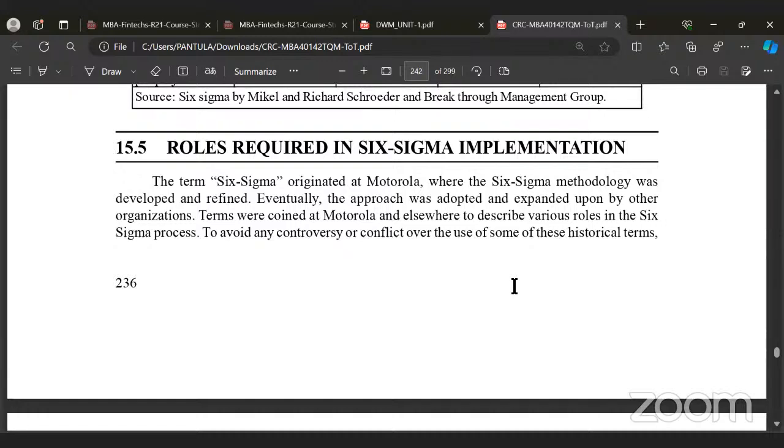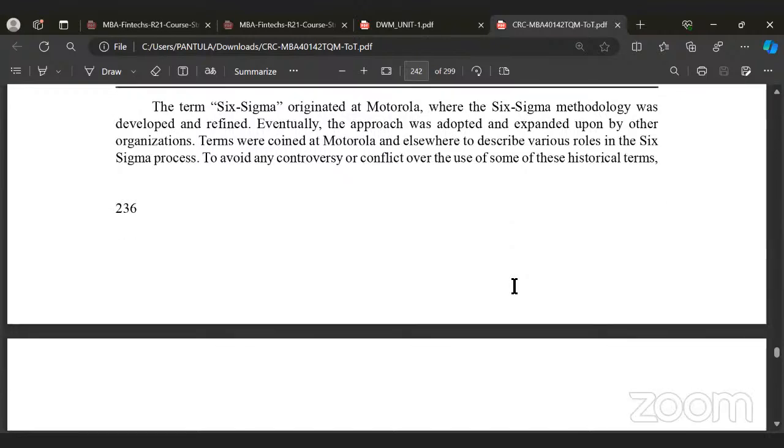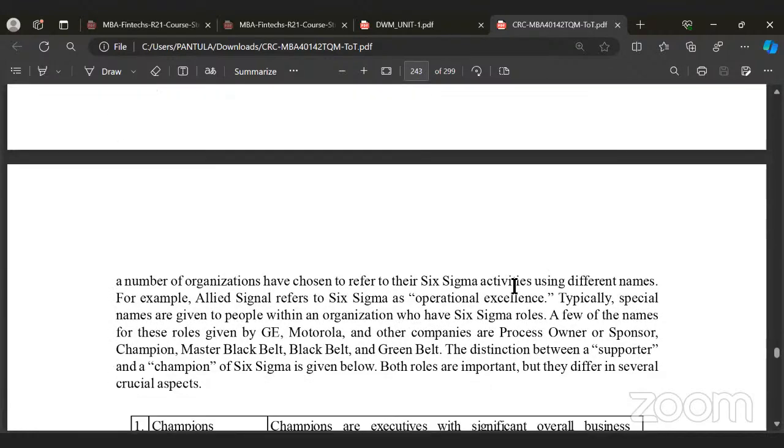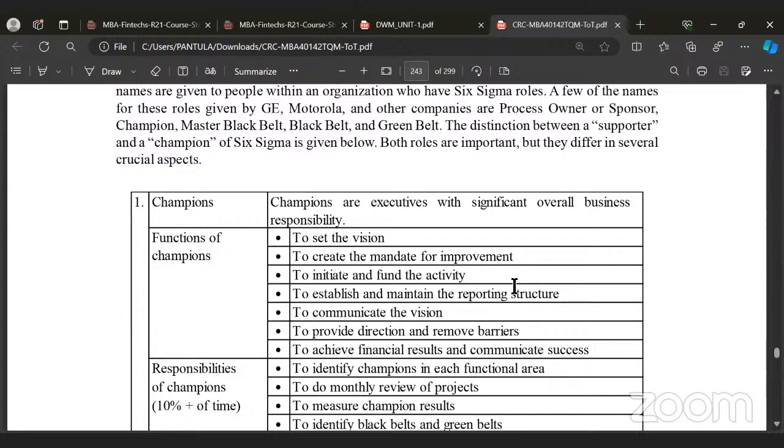The term Six Sigma originated at Motorola, where the Six Sigma methodology was developed and refined. The approach was later adapted and expanded upon by other organizations, and terms coined at Motorola and elsewhere describe various roles in the Six Sigma process. To avoid controversy over the use of some of these terms, you can see here the champions, and what the functions of champions are going to be.